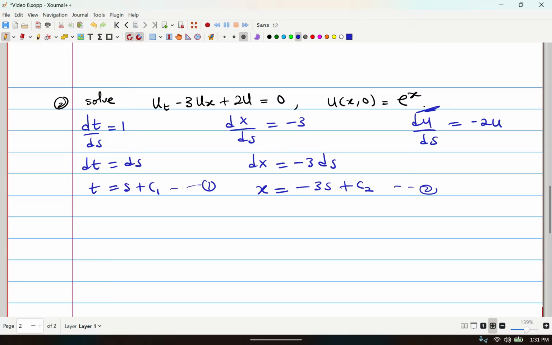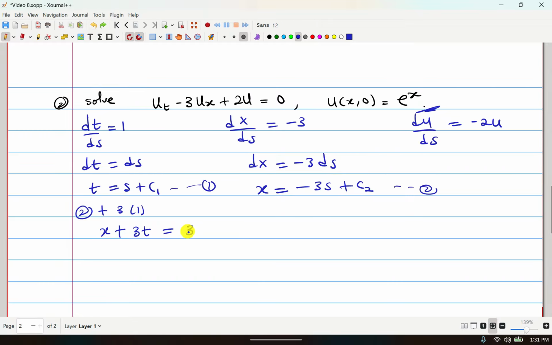What we are looking for in these first two equations is constants. We want a constant that relates both x and t, which will be the constant expression along characteristics. So what do we want to do? We want equation 2 plus 3 times equation 1. What would happen? We will have x plus 3t equal to -3s plus 3s. Those s terms will cancel each other.